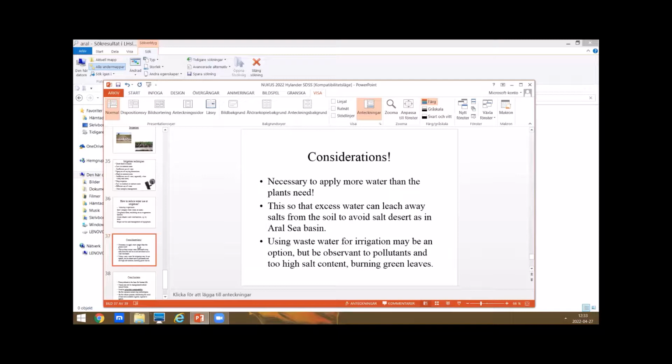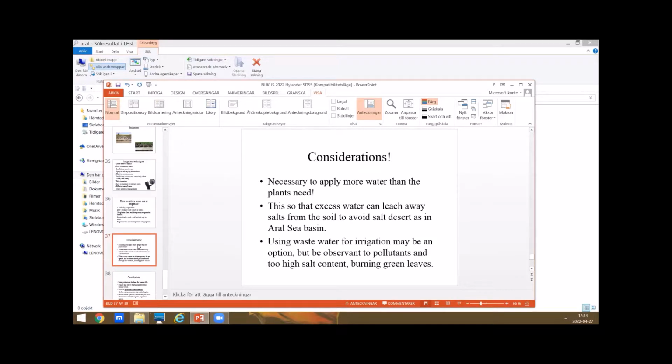The consideration we need to make is that it's necessary to apply more water than the plants need. This is very important. Large areas have become saline because people have just irrigated with too little water beyond what the plants need. You can do it for 1, maybe 2 years, and then the plants cannot grow there any longer. This is so that excess water can leach away salts from the soil to avoid salt deserts, as in the Aral Sea basin. Using wastewater for irrigation may be an option, but you need to be observant of pollutants and of high salt content. And the high salt content will burn green leaves.